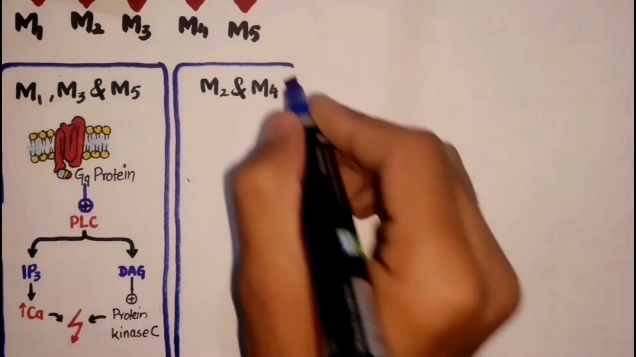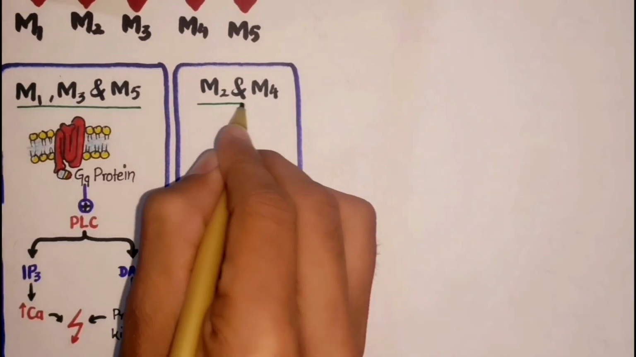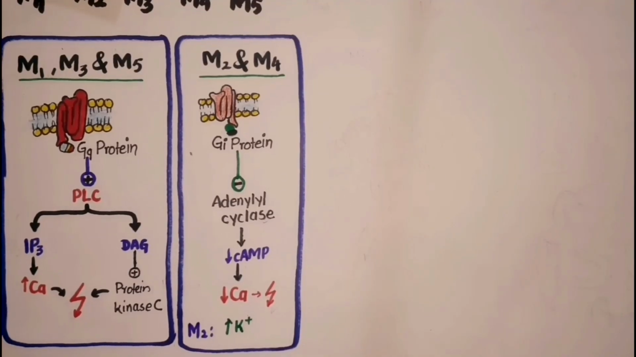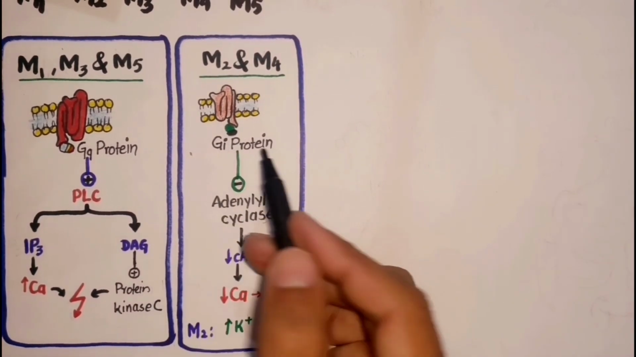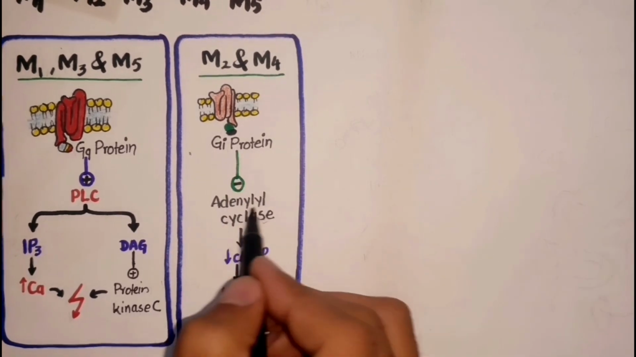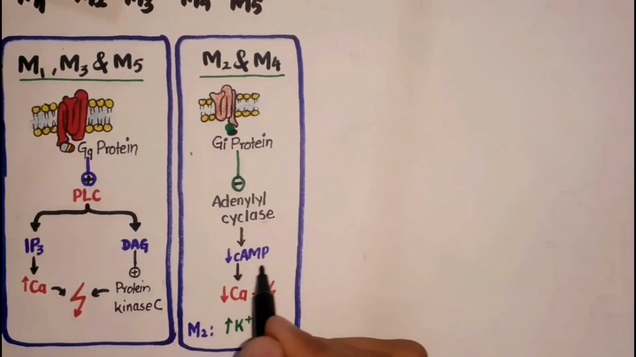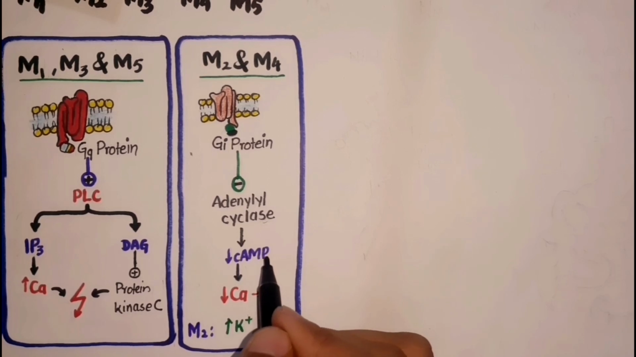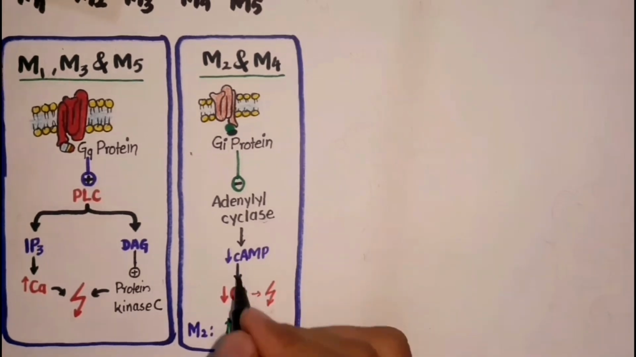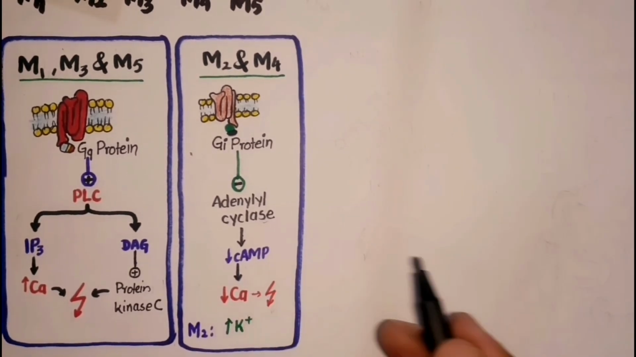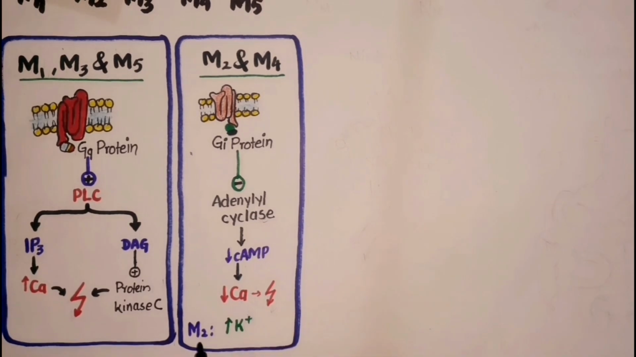In contrast, even-numbered muscarinic receptors, that is M2 and M4, are Gi protein coupled receptors, and once stimulated, they inhibit adenyl cyclase and thus reduce the intracellular second messenger cAMP and consequently decrease the intracellular calcium level, while M2 is also responsible for the activation of potassium channels.